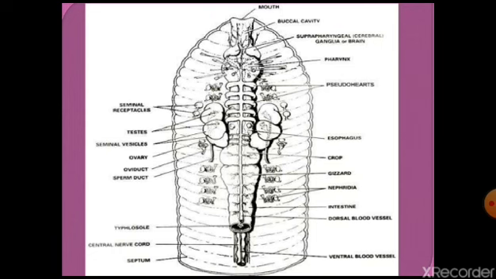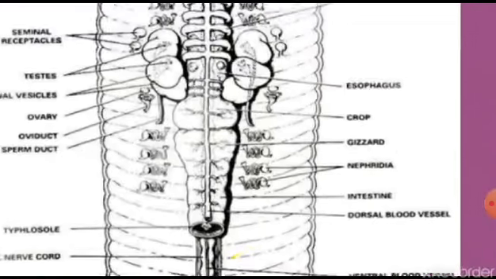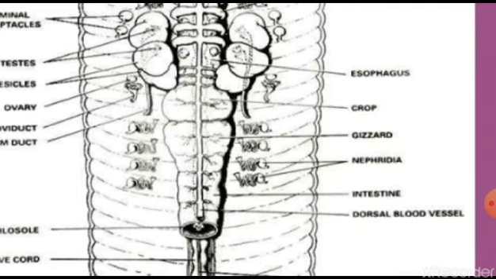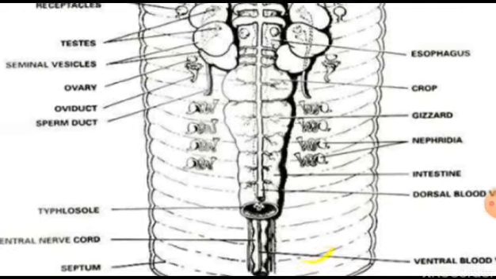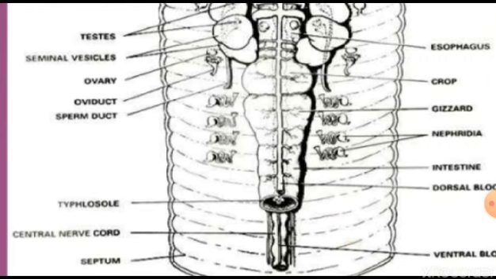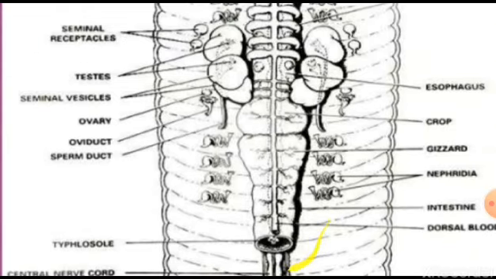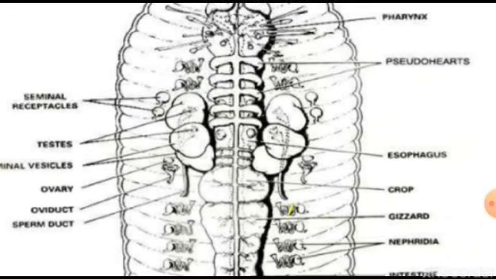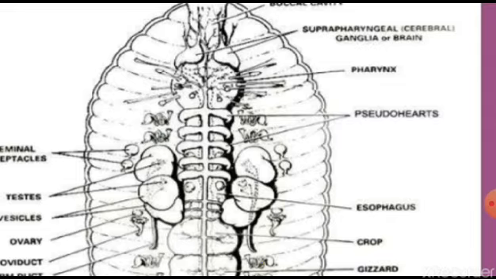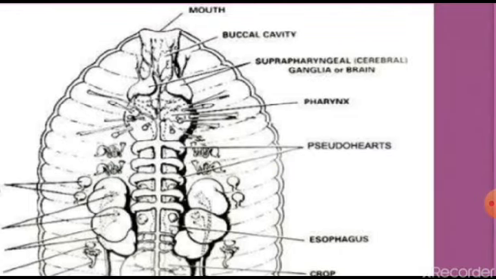Here different internal organs are present and are shown. You can see nephridia, you can see intestine. Typhlosole is shown, which represents the tube within a tube-like organization. Central nerve cords are shown. Oviduct is there. Sperm ducts are there. Seminal receptacles are there.